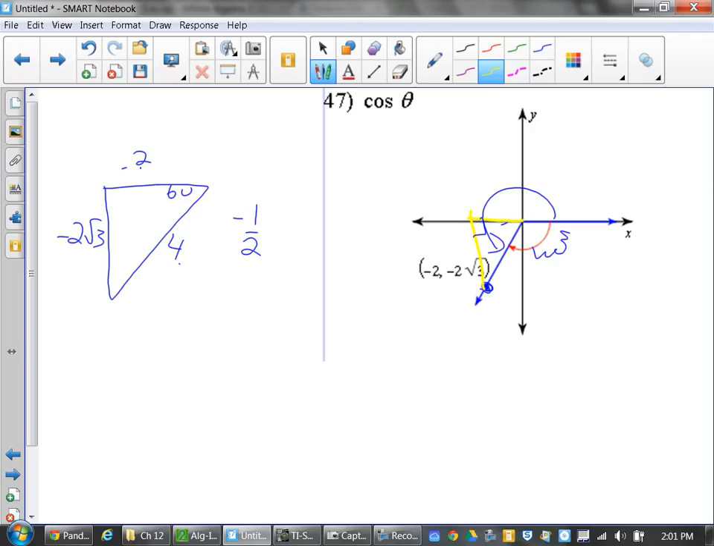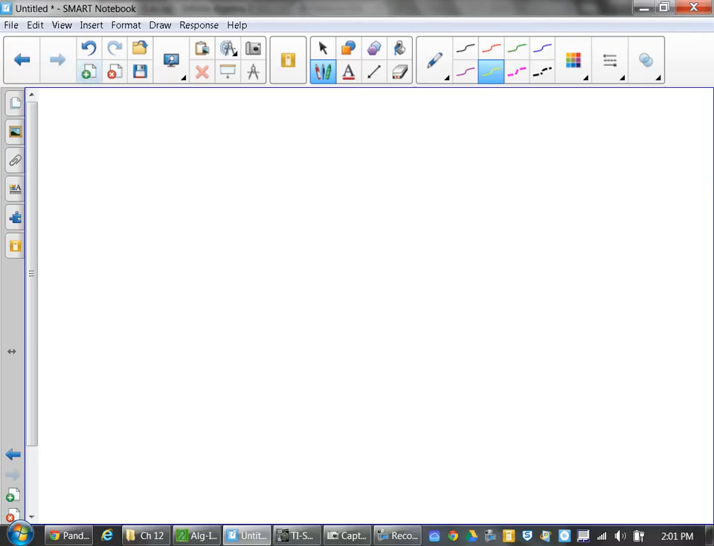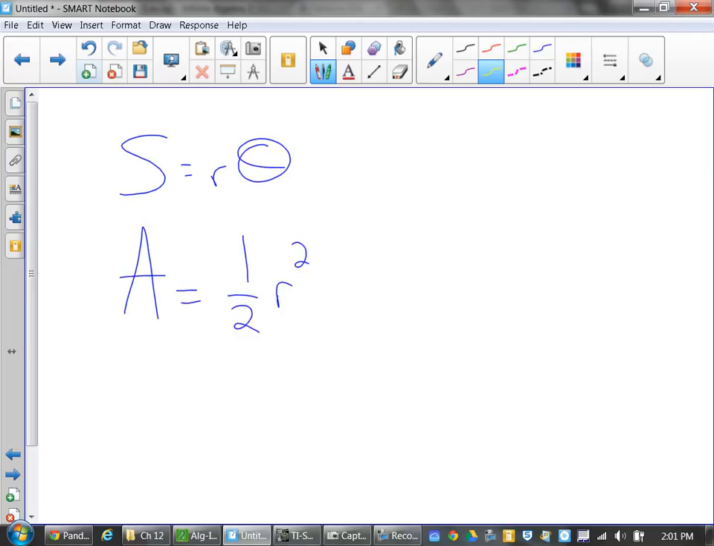Olivia, you had a question. What can I help you with? The area of a sector. Arc length was r times theta. Wait, what is s? Arc length. And then the area was 1/2 r squared times theta. Okay, but what's the theta? Can you just multiply by the theta?